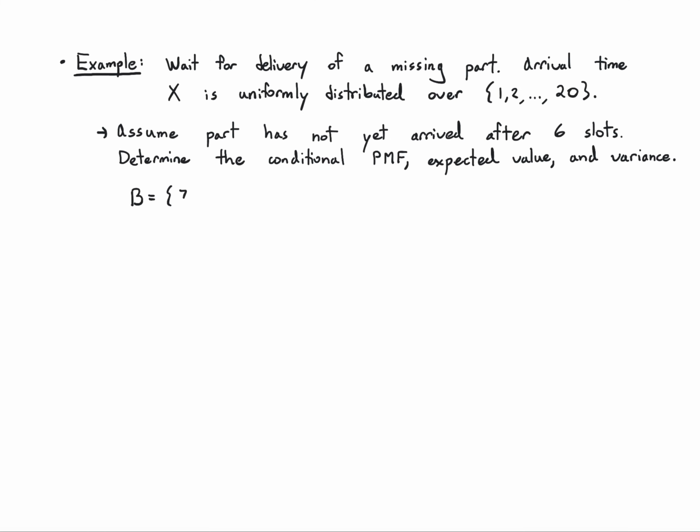So B in this case, what is B? Basically, it's that I've waited more than 6 slots. So based on the range, it's going to be 7, 8, up to 20. Those are the values that are larger than 6. Then if I sum up the PMF over B, I'm summing from 7 to 20 and plugging in the PMF value. Since it's uniformly distributed, the PMF value is just 1/20 since there are 20 values. And so I get 14/20.